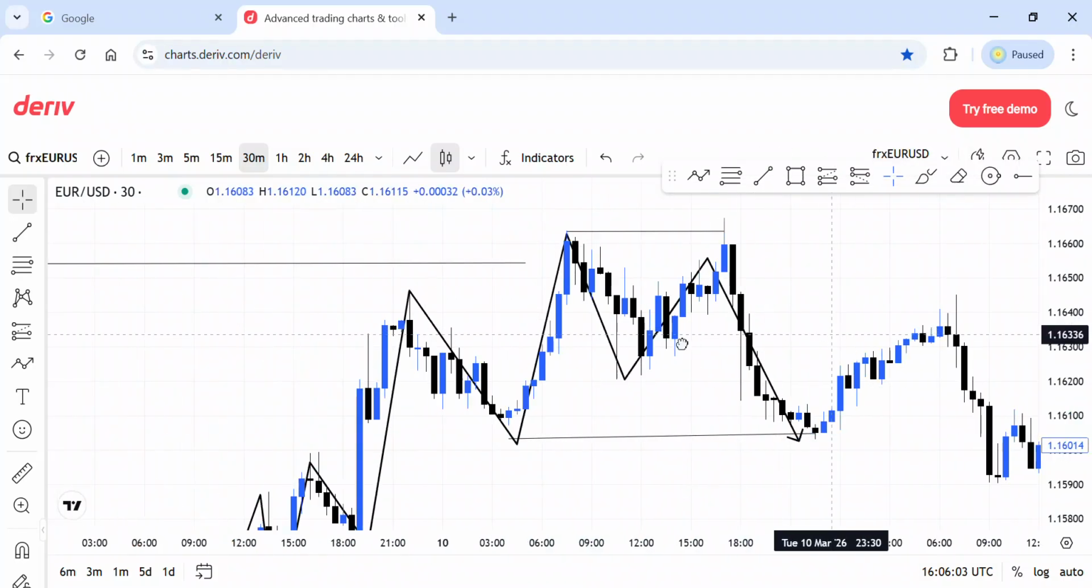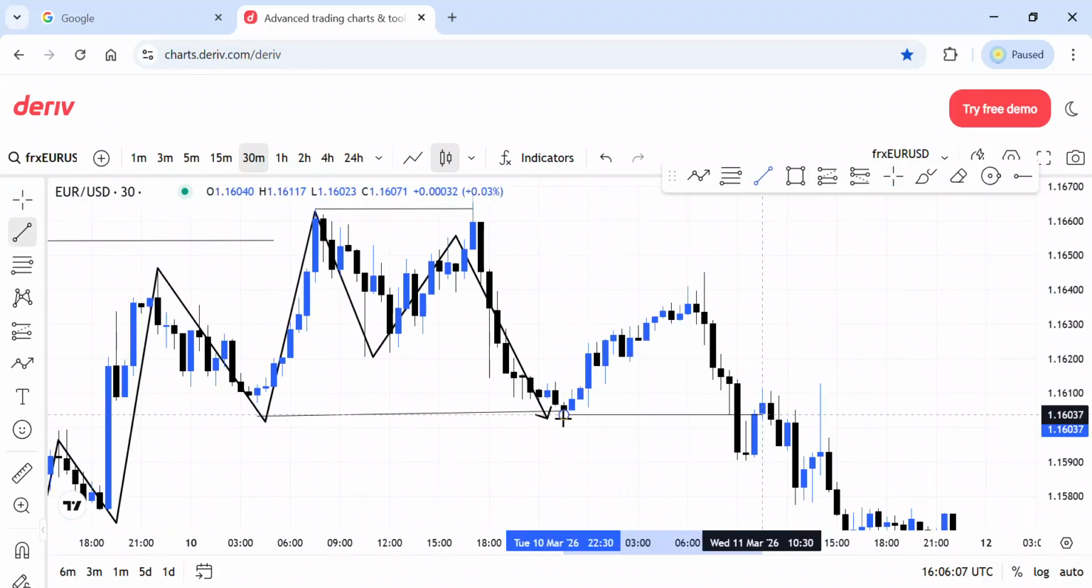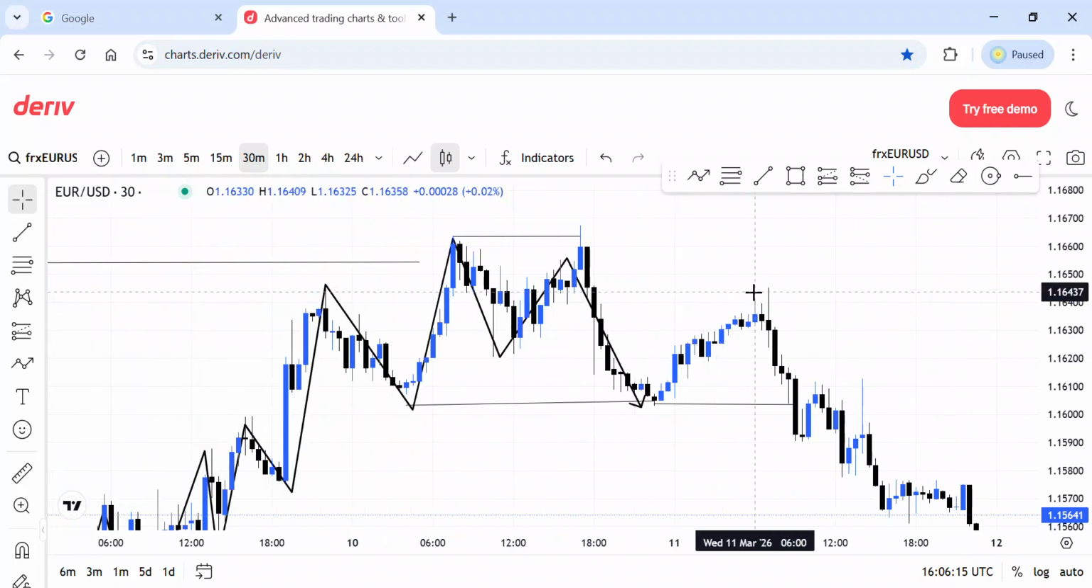Then after the change of character, what happened? We have a BOS. Don't forget, a BOS is very important. After a change of character, you wait for the BOS. Very, very important. Okay? So that is the meaning of breakout structure. Breakout structure confirms that this market wants to continue buying or it wants to continue selling. That is just the meaning.